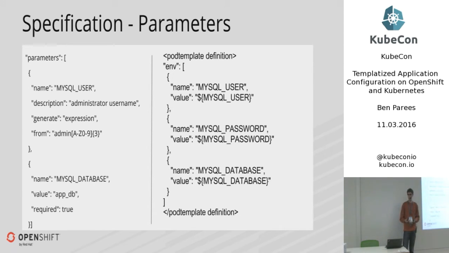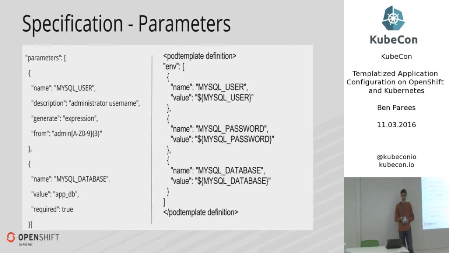And then kind of the magic of the templates is the parameters section. And this is what enables you to make that template customizable. So on the left, we have the definition of the parameters. So we've got the name of the parameter, in this case, MySQL user, MySQL database. We've got a description that's, again, going to help the UI present to the user what these parameters are so they can fill in an intelligent value for it.